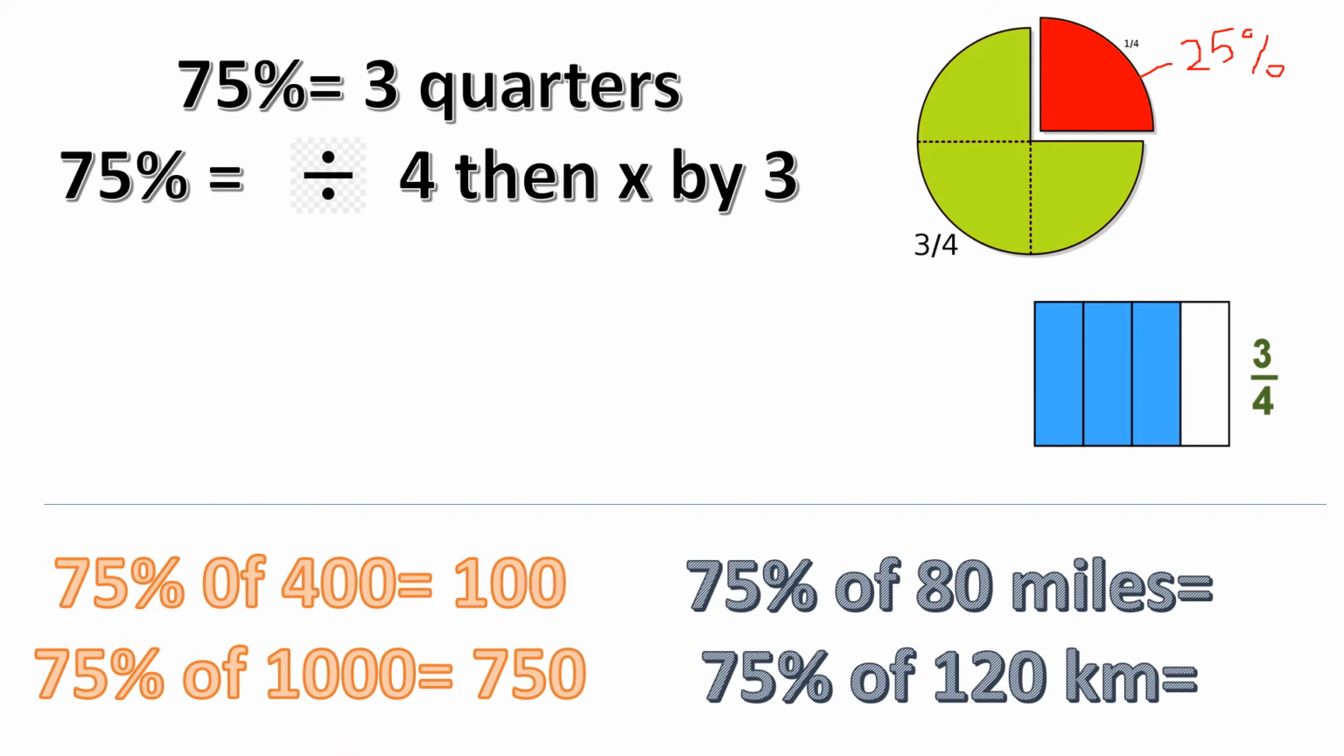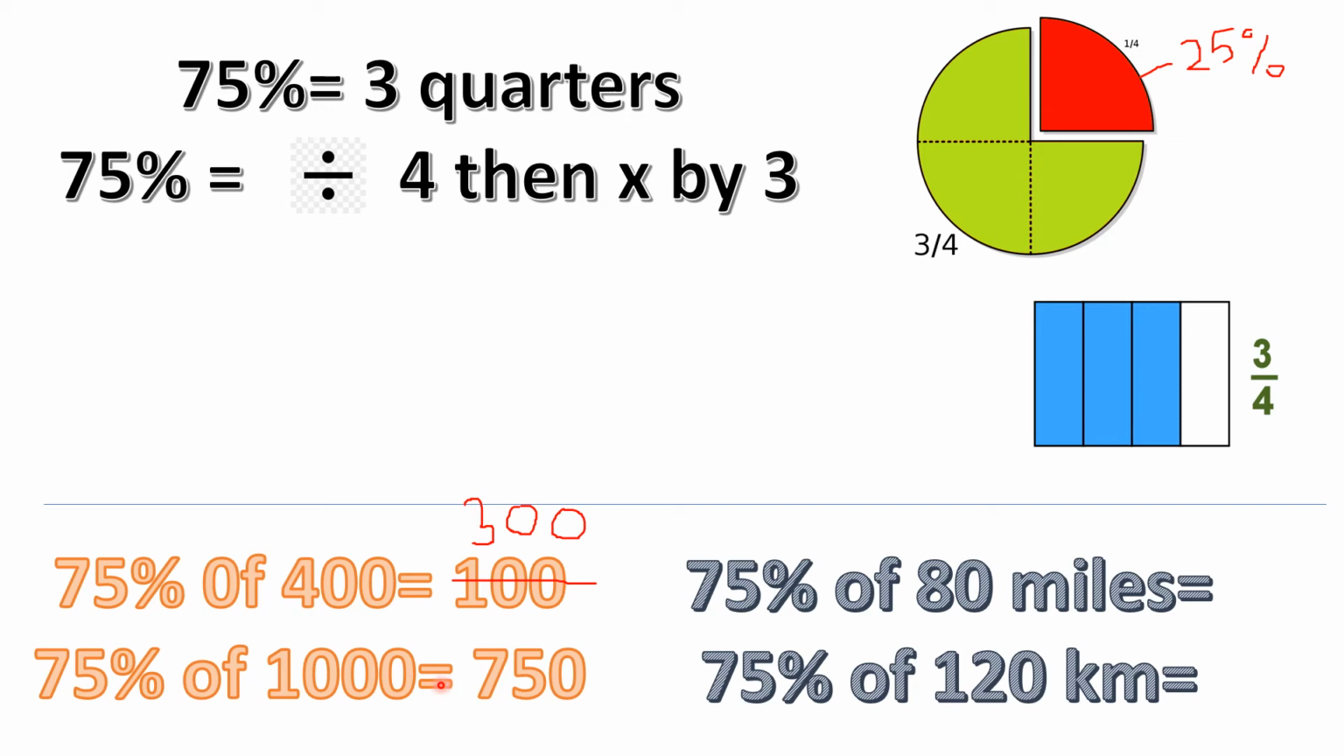So this answer is actually incorrect. Let's sort this out. It's not 100, because 100 is 25%. We have to multiply it by 3, so it's 300. So can you see it's okay to make mistakes? If you do make mistakes, you learn from them. As long as you're learning from your mistakes, there's no problem at all. Let's have a look at the next one.